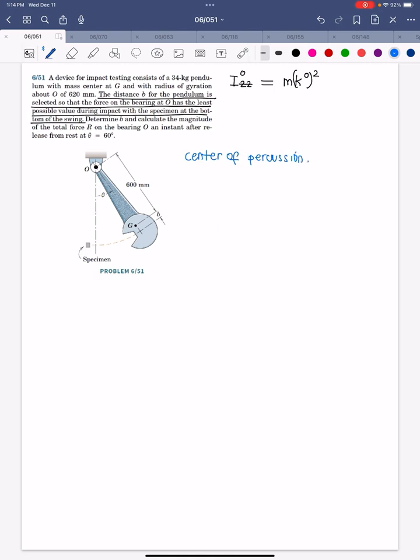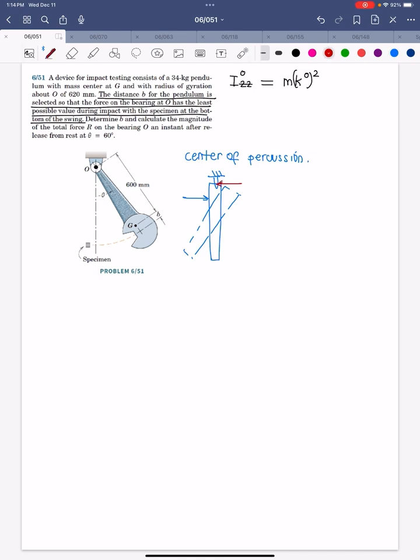The idea is we're going to take a simplified system. If I have a pendulum and I'm impacting the pendulum at this point, the pendulum without the pin is going to move like that. If the pin was not there, the pendulum would tend to deform like that, meaning that the reaction force at O would look like this.